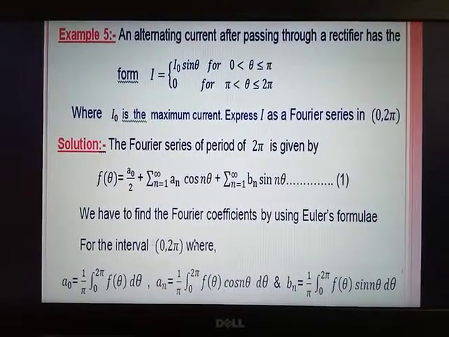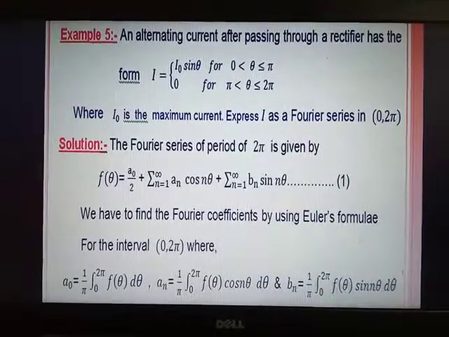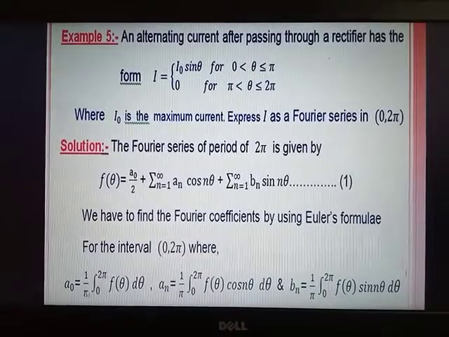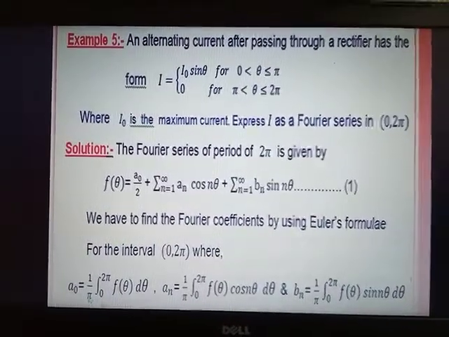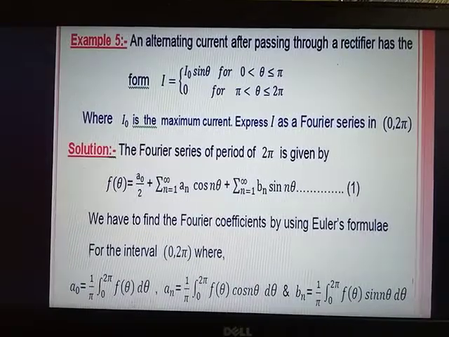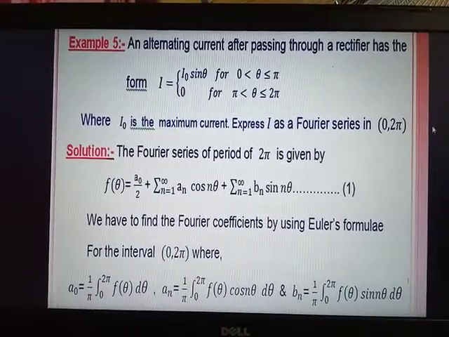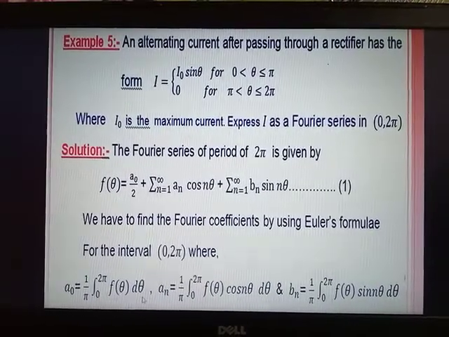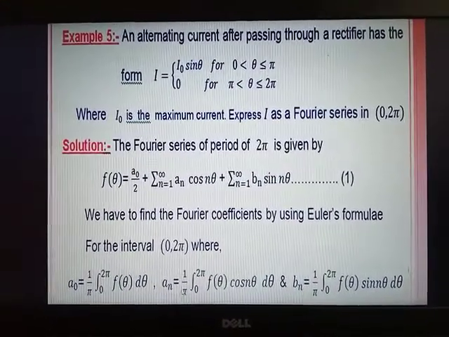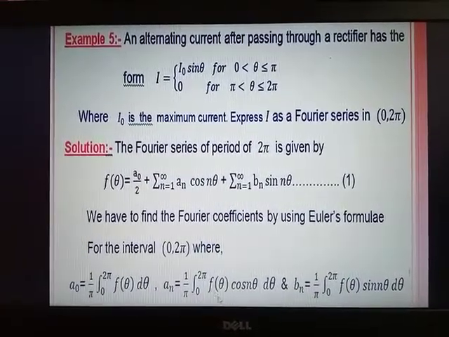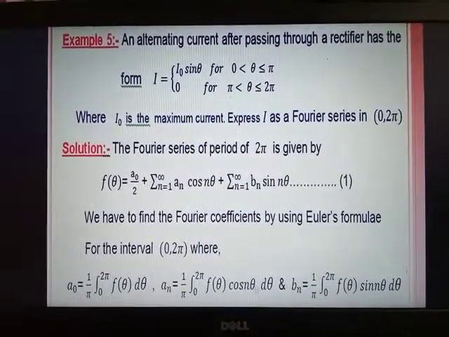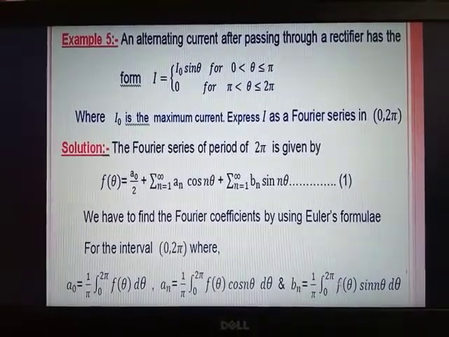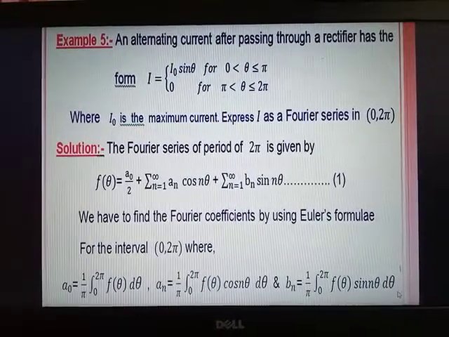Now, we have to find the Fourier coefficients by using Euler's formulae for the interval 0, 2 pi, where a naught is equal to 1 by pi integration from 0 to 2 pi f of theta d theta, because here our interval is from 0 to 2 pi. And an is equal to 1 by pi integration from 0 to 2 pi f of theta cos n theta d theta, and bn is equal to 1 by pi integration from 0 to 2 pi f of theta sin n theta d theta.